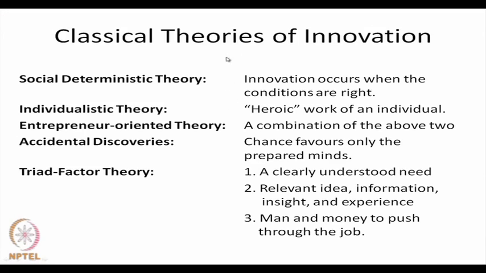Now, there are different theories of innovation. Quickly let us go through it. First theory is social deterministic theory. It says that innovation occurs when the conditions are right, when the conditions demand it. Individualistic theory, some heroic work of an individual, and an entrepreneur basically combines these two. Conditions are ripe and he works like a hero to develop a commercial product from out of an existing idea, because there is conditions are ripe.